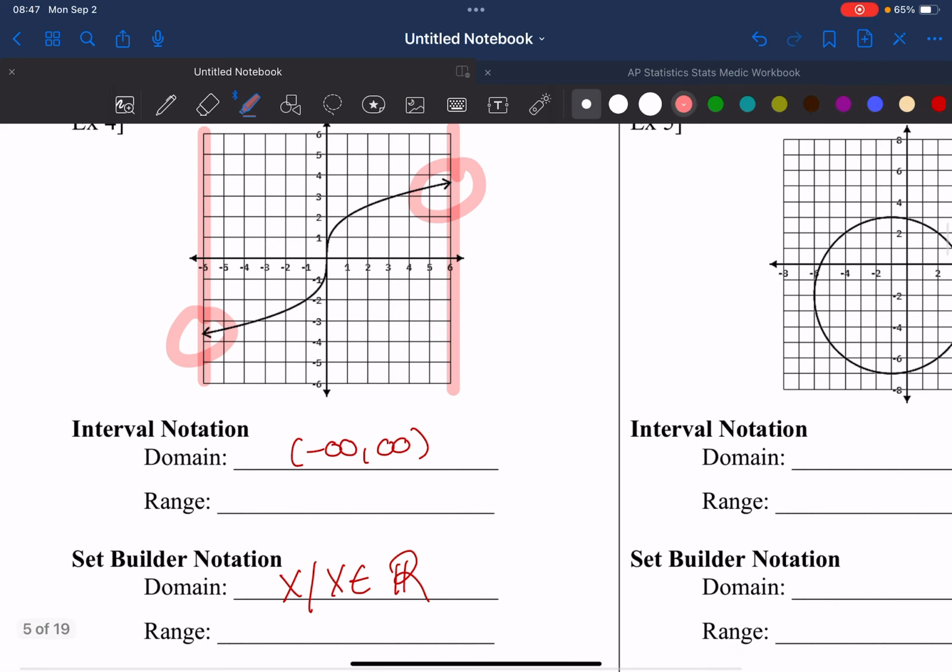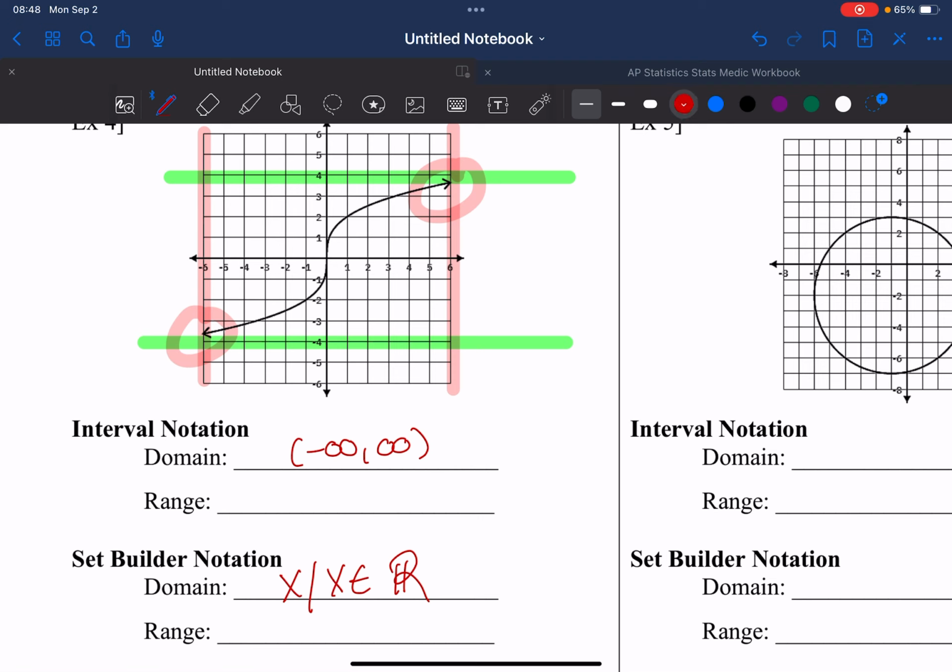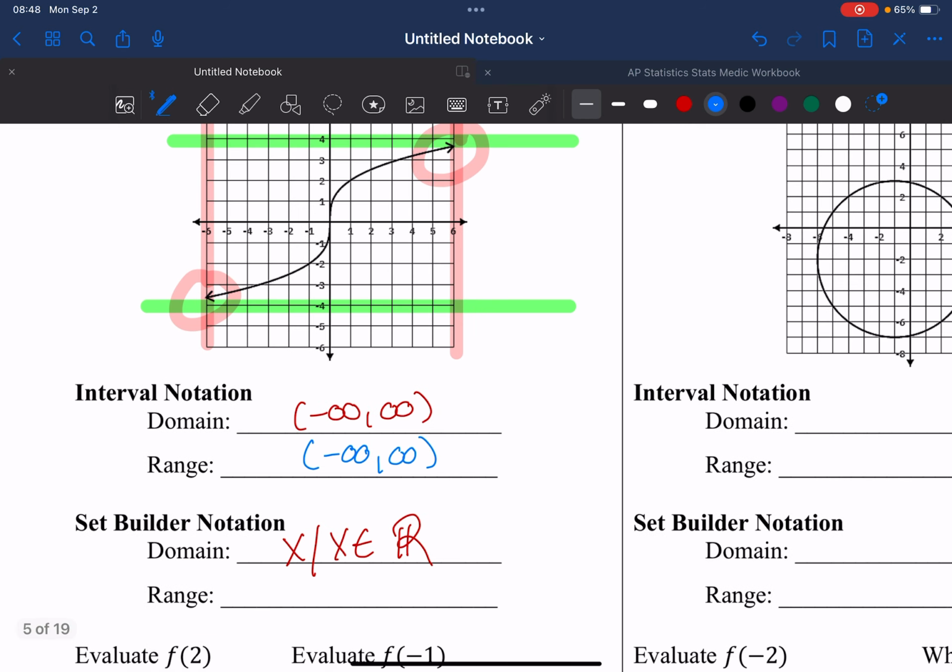We're going to do the same thing for range, but we're looking bottom to top, so it looks like about here to here. But again, those arrows tell us that they could eventually go past those green lines that I drew on the restriction. So it's going to keep going on forever in both directions. So that means just like the domain, our range is also negative infinity to positive infinity. And another way to write that in set builder notation is saying y such that y belongs to all real numbers.